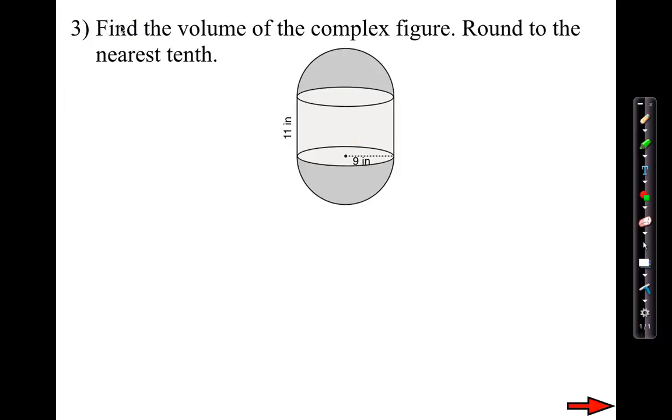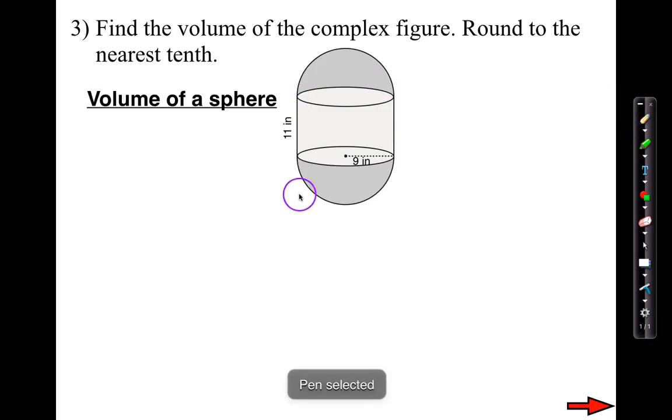For number 3, let's go ahead and find the volume of this complex figure. And again, we're going to be rounding to the nearest tenth. So here, what I notice is an entire sphere. Now, why would you say that? Well, I see half of it here and another half here. So if you wanted to, you can combine that and make it an entire sphere.